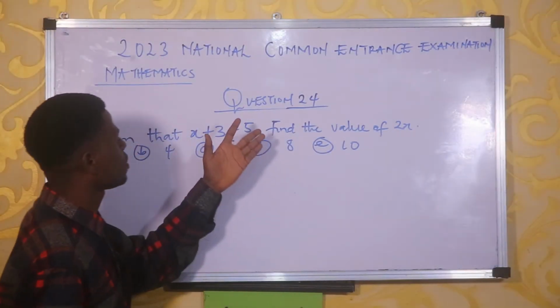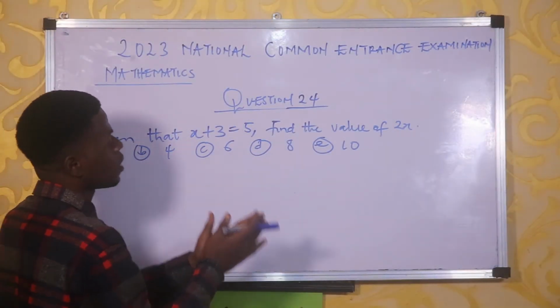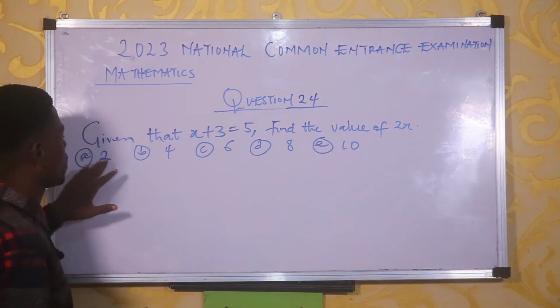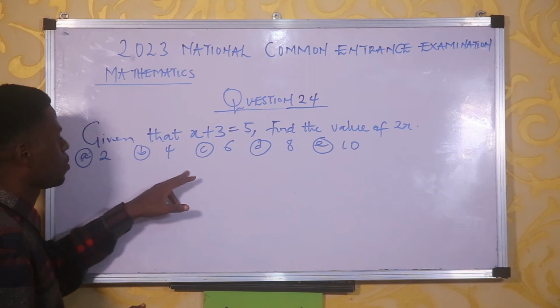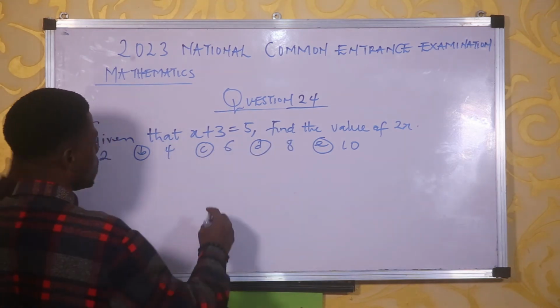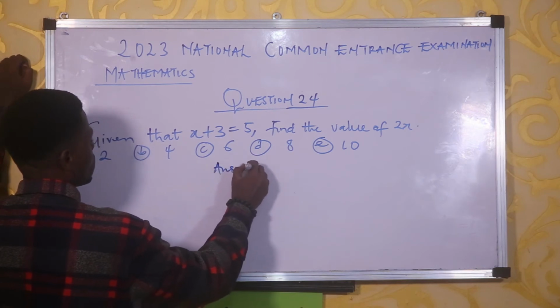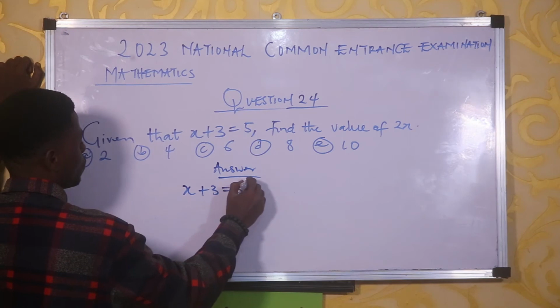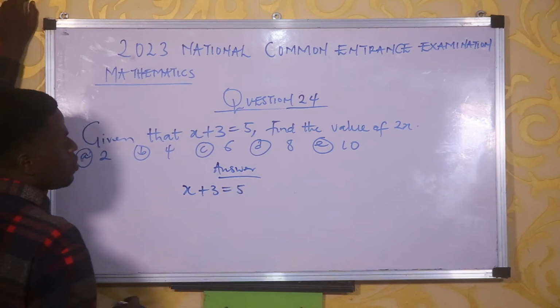Question 24 says that given that x plus 3 is equal to 5, find the value of 2x. Option A is 2, B is 4, option C is 6, D is 8, and option E is 10. So now let us find our answer. We have x plus 3 equal to 5, and we want to find the value of 2x.